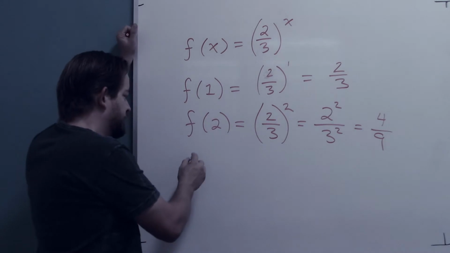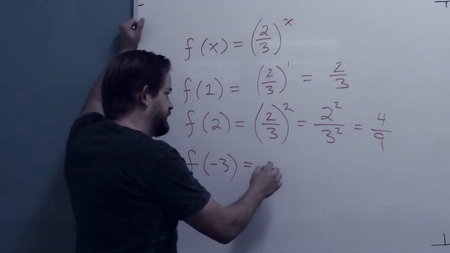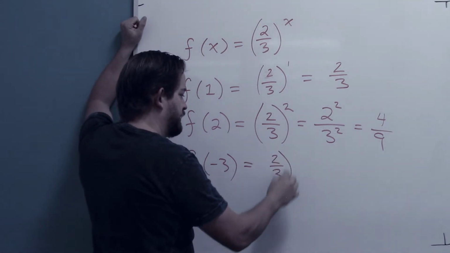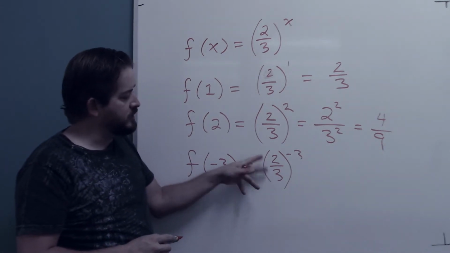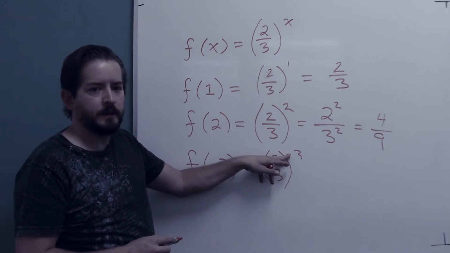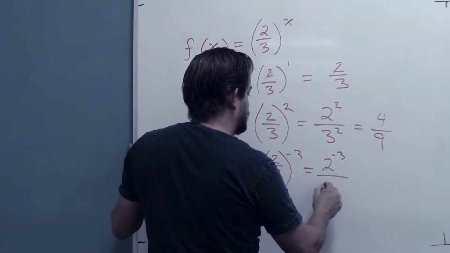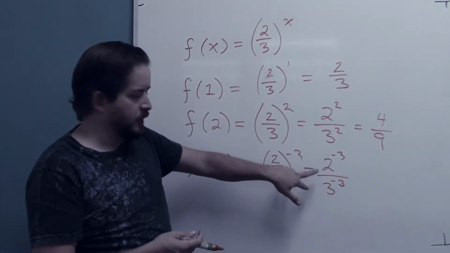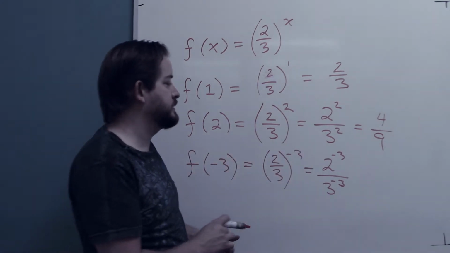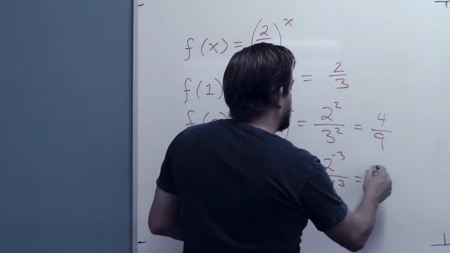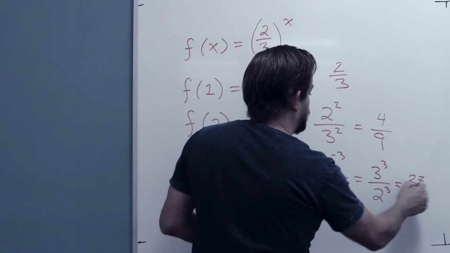Right? What about something like f of -3? Well, this is 2/3 then to the -3. And there's a few different ways you can deal with this, right? You can take this fraction and just flip it and change the exponent to be positive. Or you can distribute it and call this 2 to the -3 over 3 to the -3. But you can see these are going to flip anyway, so the 2 goes downstairs to make its exponent positive. 3 comes upstairs to make its exponent positive. And so I end up with 3 to the 3 over 2 to the 3, or 27/8.